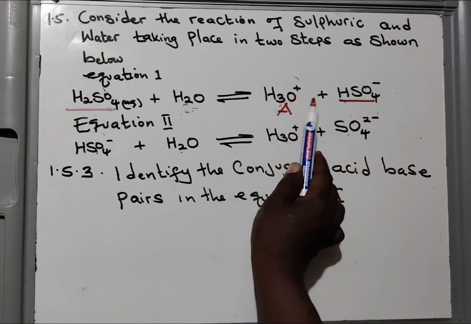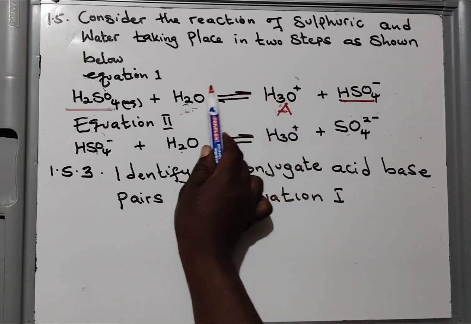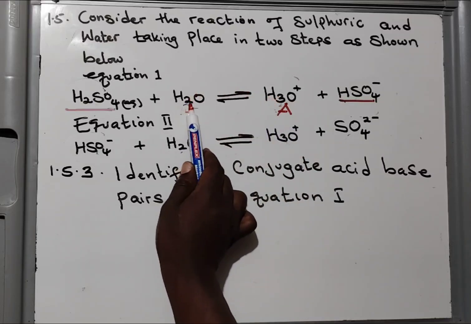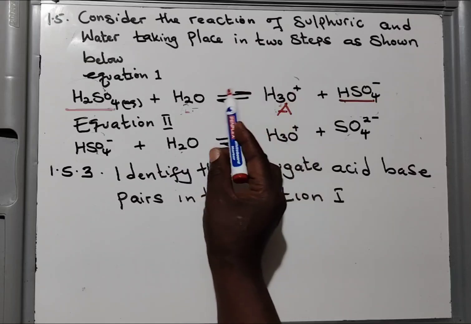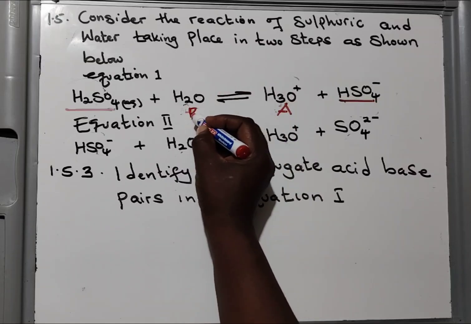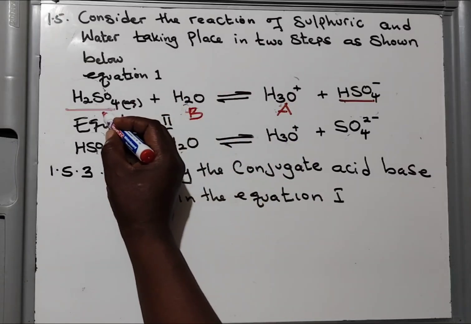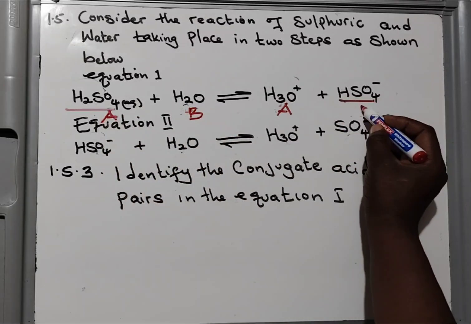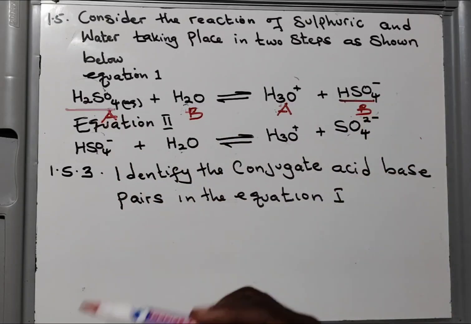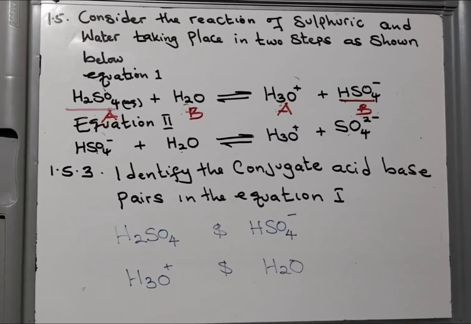And the difference between this acid and its conjugate base is 1H, which this one possesses. So this is the acid, this is the base. And for this pair, this was the acid, this was the base. So those are the pairs we have, and let us write them down. So these are the pairs.